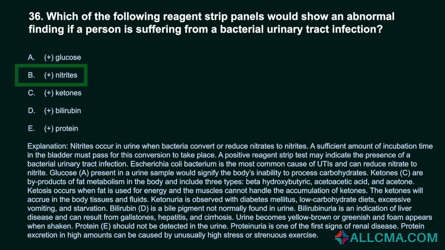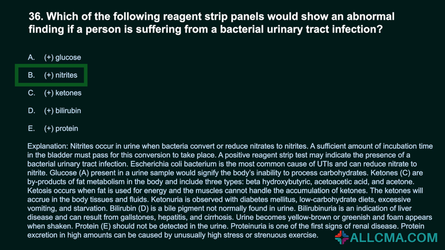Ketones, C, are byproducts of fat metabolism in the body and include three types: beta-hydroxybutyric acid, acetoacetic acid, and acetone. Ketosis occurs when fat is used for energy and the muscles cannot handle the accumulation of ketones. The ketones will accrue in the body tissues and fluids. Ketonuria is observed with diabetes mellitus, low-carbohydrate diets, excessive vomiting, and starvation.